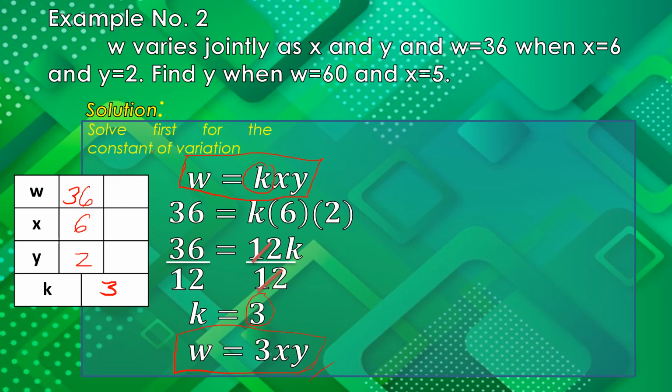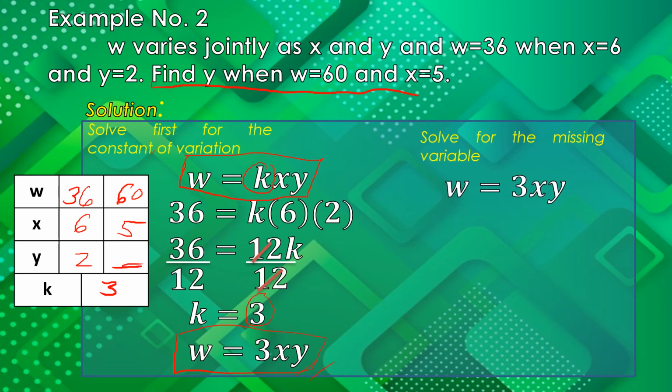Then from that, find y when w equals 60 and x equals 5. So w daw ay 60 and x equals 5. Find y. To find that, using our w equals 3xy, equation of variation, palitan natin yung mga given. We have 60 equals 3 times 5 times y.